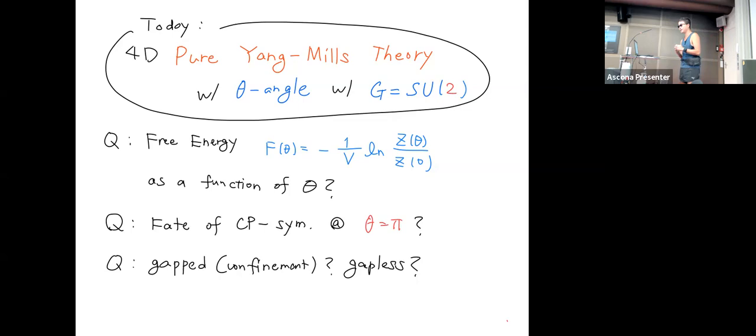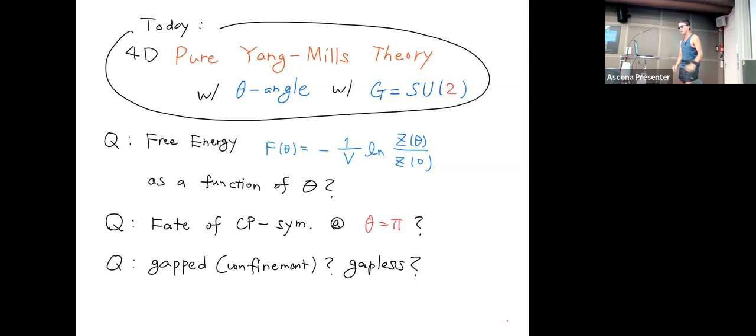The question itself is extremely simple. There is a free energy per volume, which is defined here, and it's a simple function. I want to know how it looks as a function of the theta angle. So it's a very simple question. I'm sure this question has been around since the invention of the theta angle, almost 50 years or so. But surprisingly, there are still some fundamental questions to be understood about this.